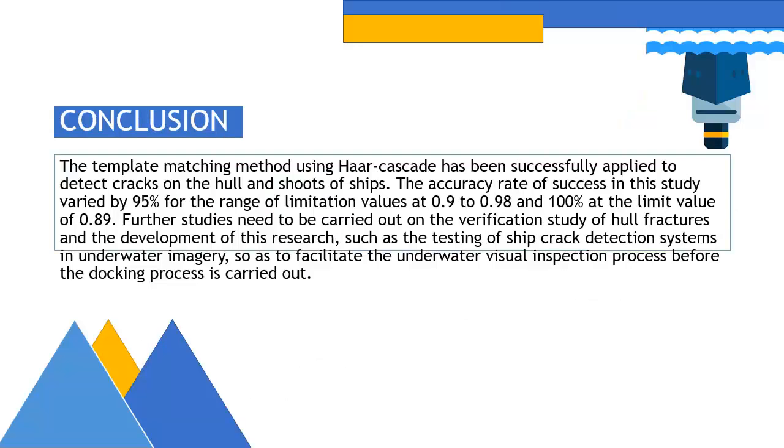As the conclusion of this research, the template matching method using Haar cascade has been successfully applied to detect cracks on the hull and keel fin of the ship. The accuracy rate of success in the study was 95% for the range of threshold values at 0.9 to 0.98 and 100% at the threshold value of 0.89.